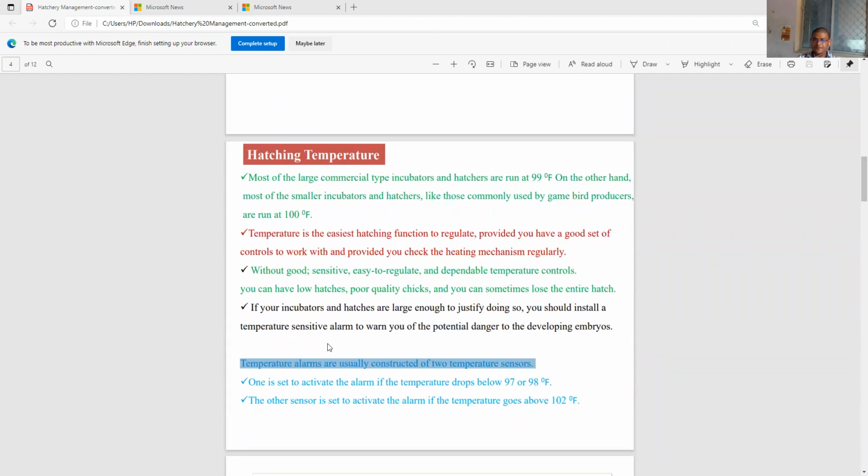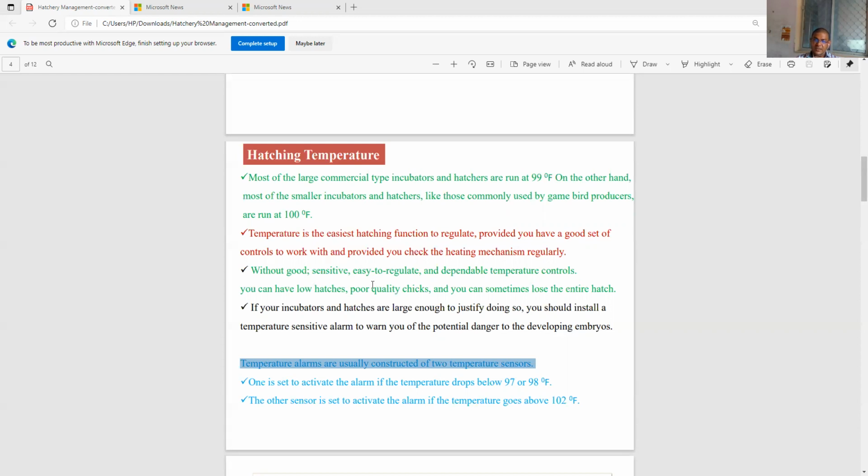Hatching temperatures. Most of the large commercial type incubators maintain 99 degrees Fahrenheit. On the other hand, small incubators and hatchers, like those commonly used by game bird producers, maintain 100 degrees Fahrenheit. Temperature is the easiest hatching function to regulate, provided you have a good set of controls to work with, and provided you check the heating mechanism regularly.